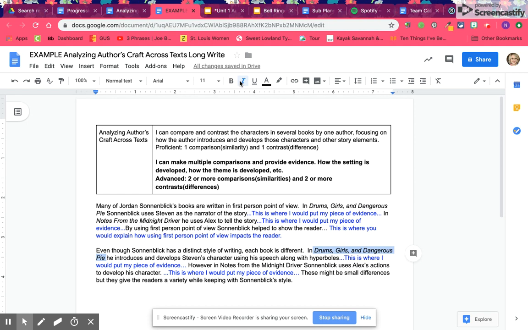However, in Notes from the Night Driver, Sonnenblick uses Alex's actions to develop his character. So I would show maybe the beginning of the book when Alex drinks and drives and gets into the accident, and how that really shows us who Alex is in the beginning. I might put another piece of evidence from the end, when Alex is with Saul, to show how the things he's doing show who he is as a person. Then I explain that these might be small differences, but they give the reader variety in writing while also keeping with Sonnenblick's style.